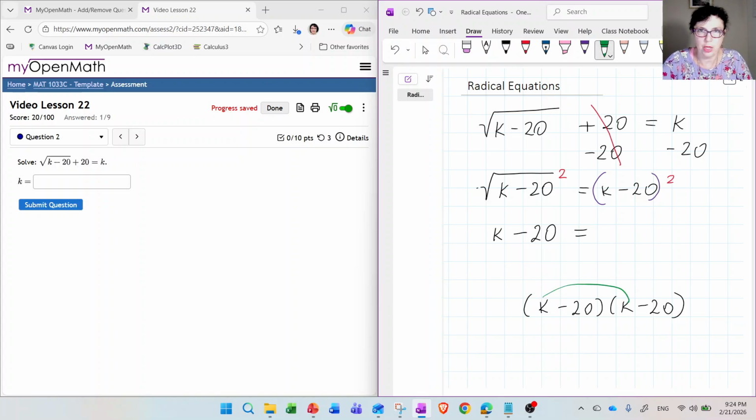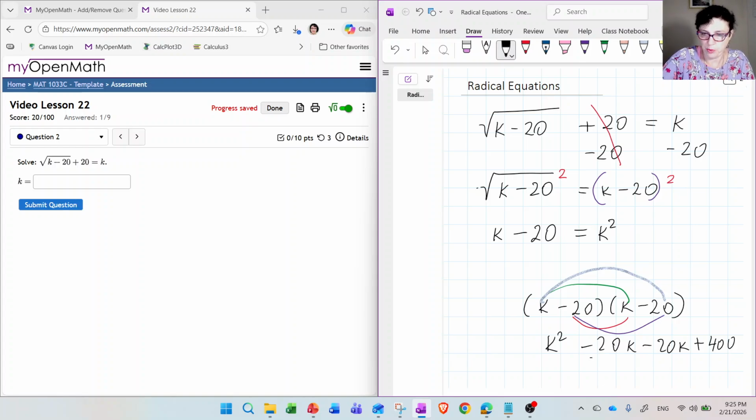We're just going to do FOIL, which is first, so that's k squared. Then outer, that's minus 20k. Then inner, and finally last. The inner is another negative 20k, and then negative 20 multiplied by negative 20 is 400. When we simplify by combining like terms, these two simplify to negative 40k plus 400.